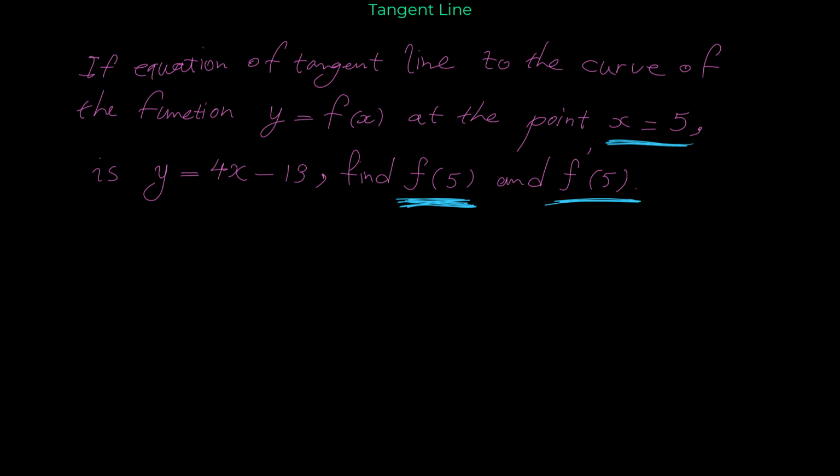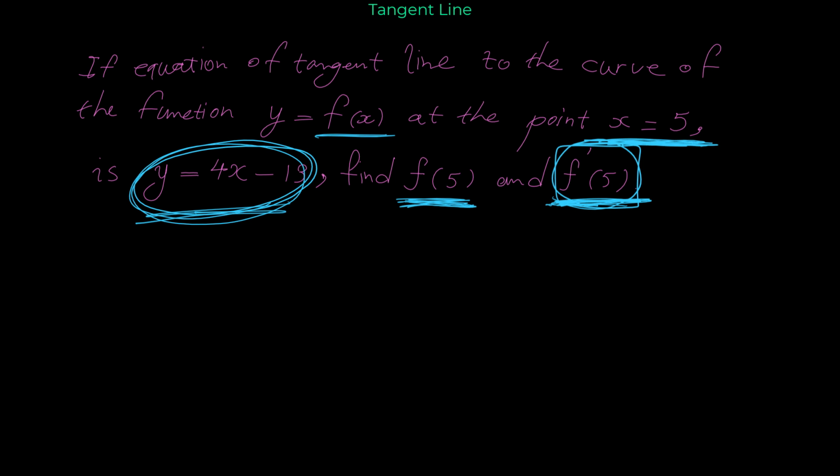And f prime of 5 shows the slope of the function f, as I reminded you, the slope of the curve at the tangency point, which is x equals 5. So we want to find the slope of the curve, but we know that the slope of the curve and the slope of the tangent line are equal to each other. So if we find the slope of the tangent line, the slope of the curve is equal to it.